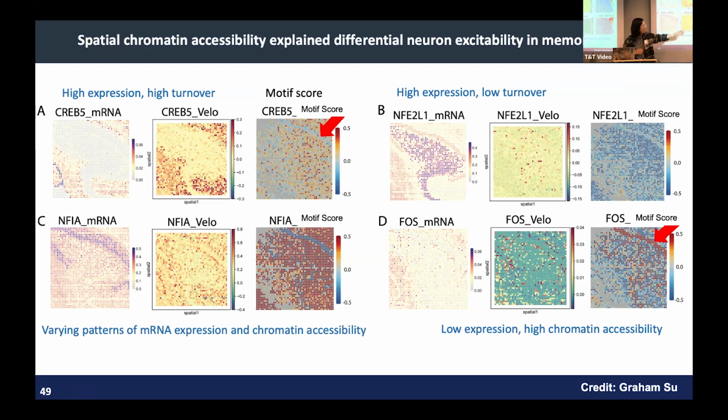So why would FOS only have memory in the dentate gyrus? You can see here it's because their motifs are open. Those neurons are ready to respond to the stimuli. But if you look at NFIA for neurons, they're not responsive in the dentate gyrus. So we're combining RNA, protein, and also ATAC to provide a comprehensive atlas of the human hippocampus.